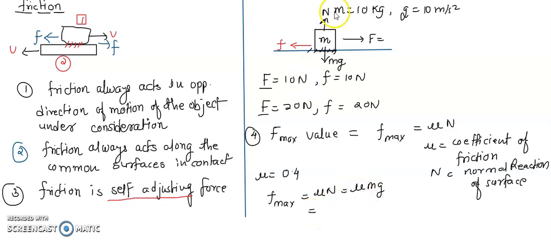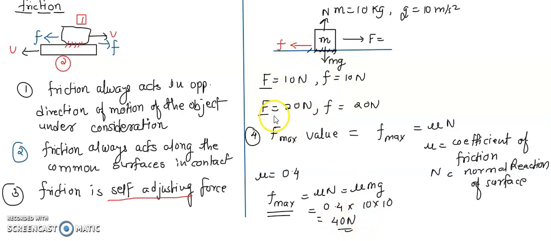So mu is 0.4, mass is 10, and g is also 10, so we get 40 Newton. What does this mean? Again, it is a very important point. The F max value, the maximum value it can adjust with the applied force, is 40 Newton. That means if the applied force exceeds 40 Newton, the friction will not adjust to it. It will remain 40 only.